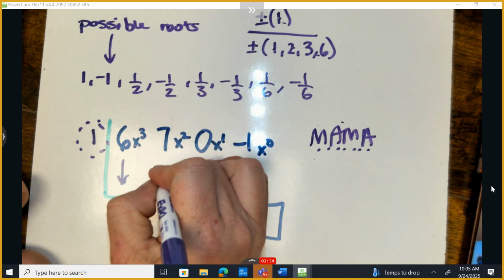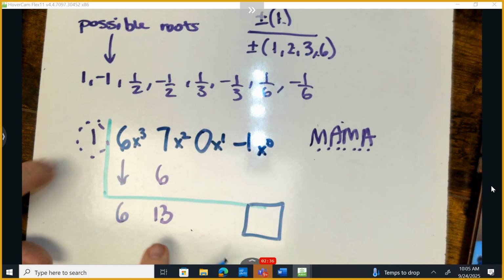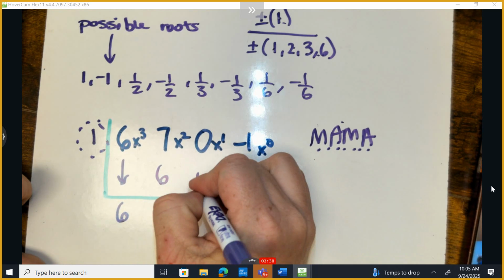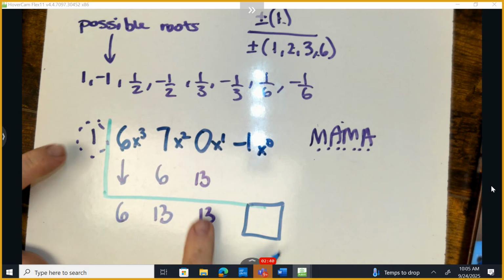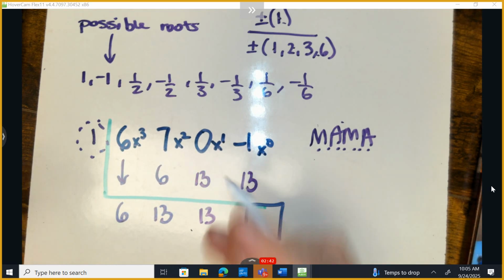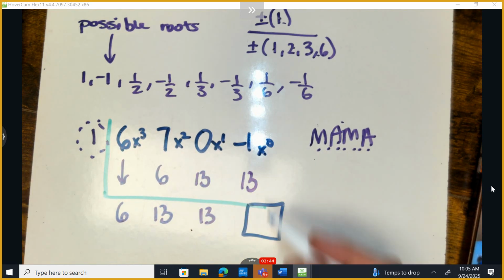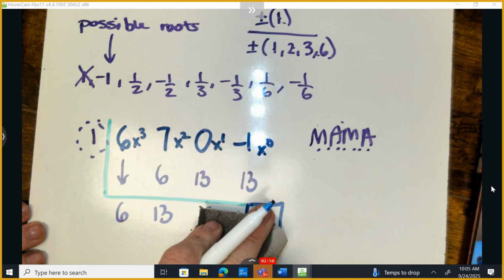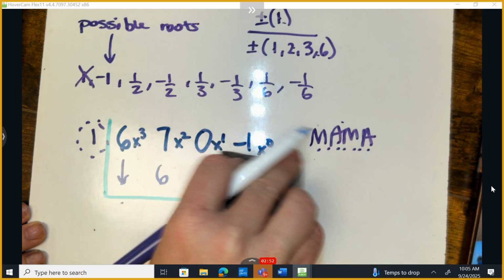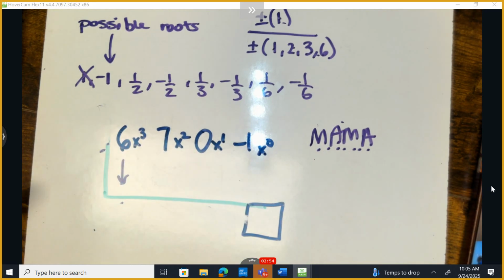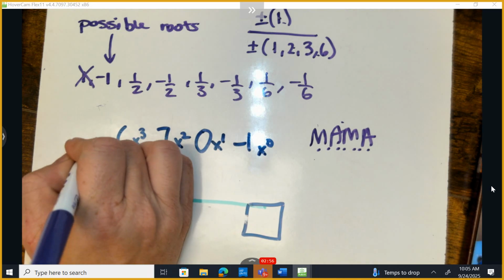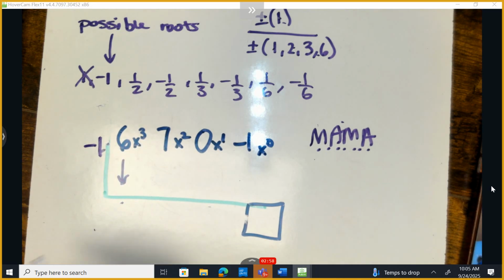1 times 6 is 6, adding down to get 13. 1 times 13 is 13, adding down to get 13. 1 times 13 is 13, I don't have to go any further. I know negative 1 and 13 is not 0. I cross out 1. Again, this is just an extension of your previous learning in lesson number 4. Next, I'm going to try negative 1. I always try the integers first.